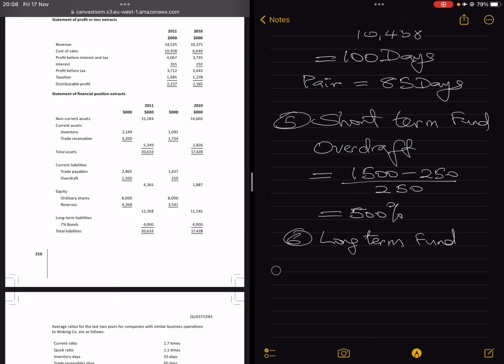If you look at long-term funding, the long-term liability remains at 4 million. And no new shares have been issued, no funding coming in. So this stays the same, no change. So they've not been able to increase long-term funding despite increasing sales by 40%. So with all of these 6 scenarios that we have looked at, you can confirm that Wobnig is definitely overtrading.